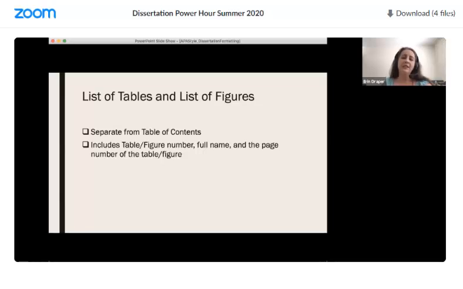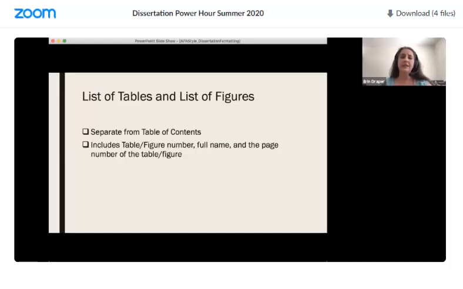After your table of contents, you'll include a list of tables and a list of figures. So this is a separate page or pages if you have both tables and figures. Your list of tables will include the table and its number, the full name of the table, and the page number that it's on. And the same thing if it's a figure instead. So even if you just have one single table or one single figure, we want that list there with all of the information for where someone will go to find it.